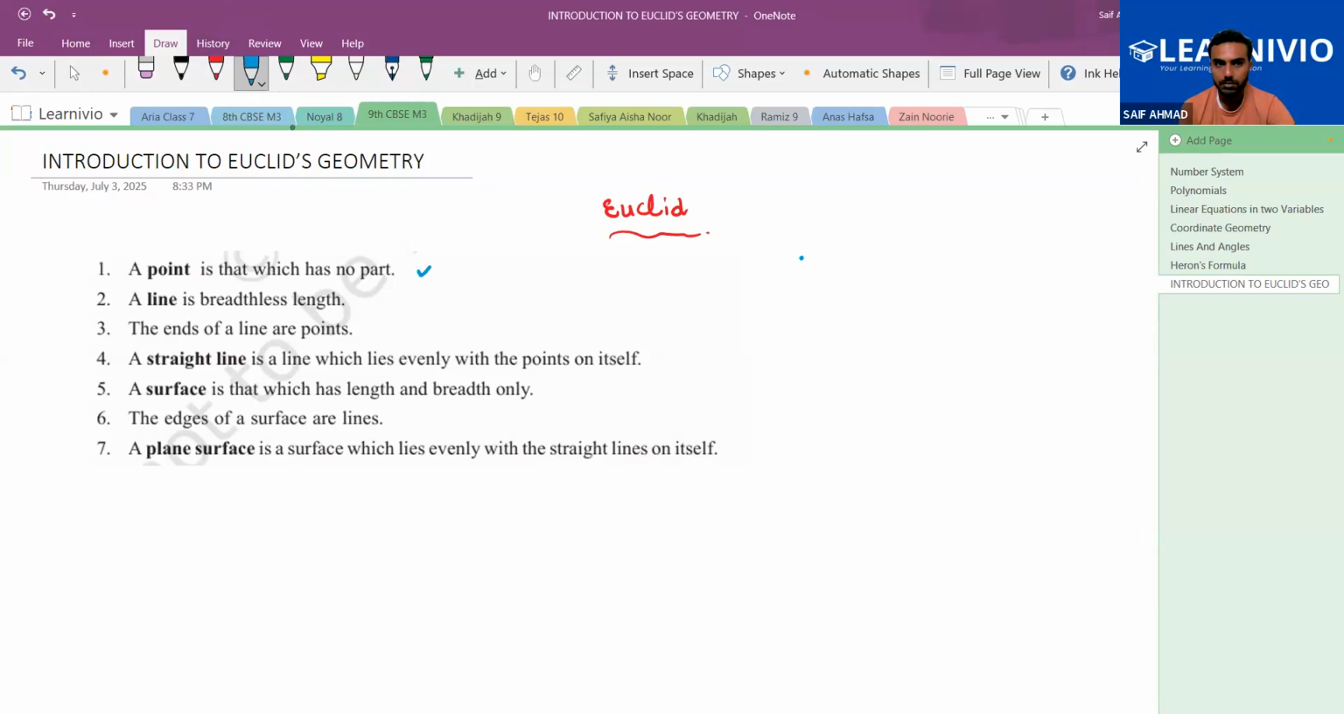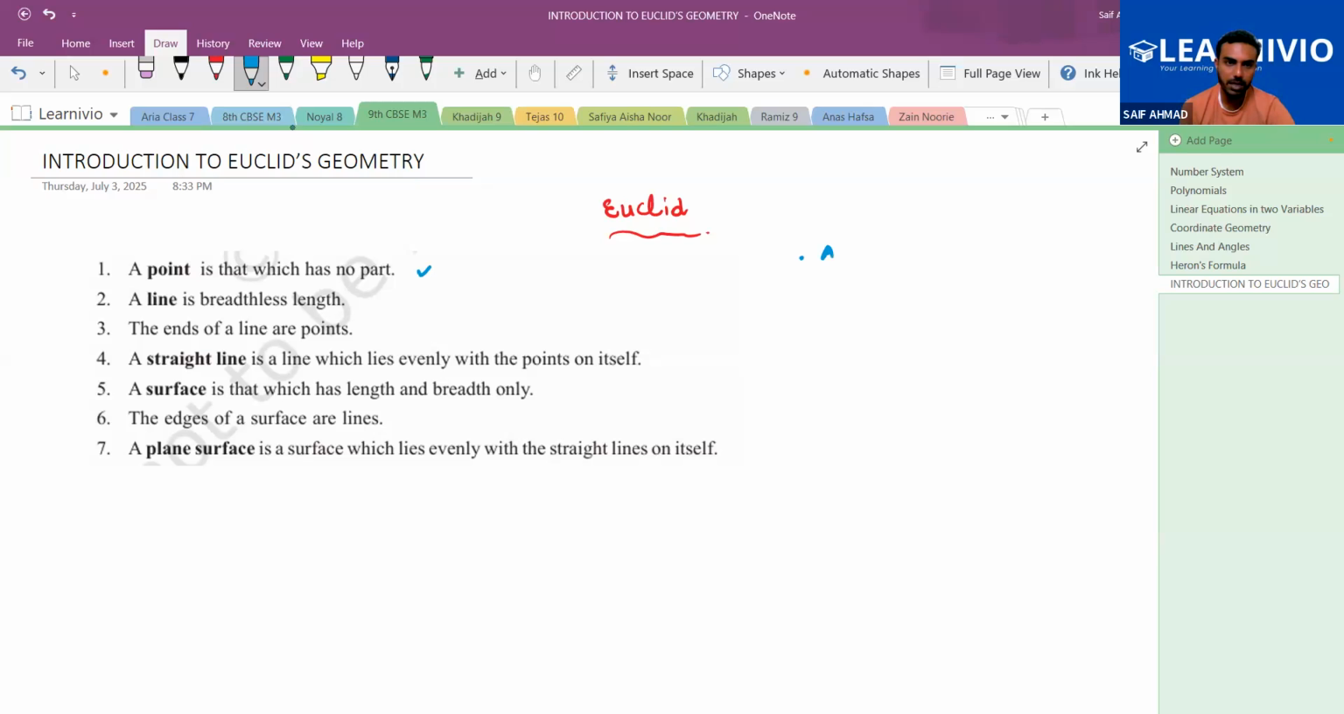Understood? Sir, it's a line. No, it's a point. A point is that which has no part. There is no length or breadth of a point. Understood? For example, this is point A.